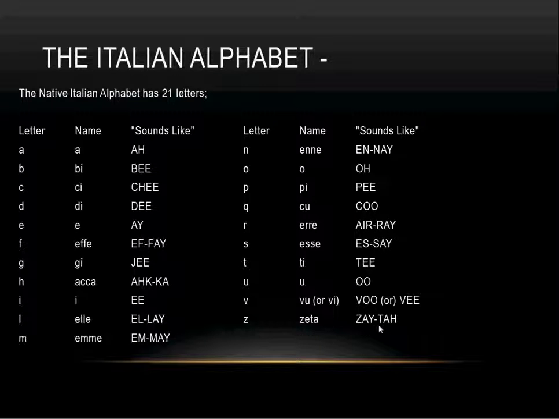Z is Zeta. All right, this time, let's just say the names of the Italian alphabet in Italian, and I'll pause in between each one long enough for you to repeat it, so you can practice saying the Italian alphabet as well.